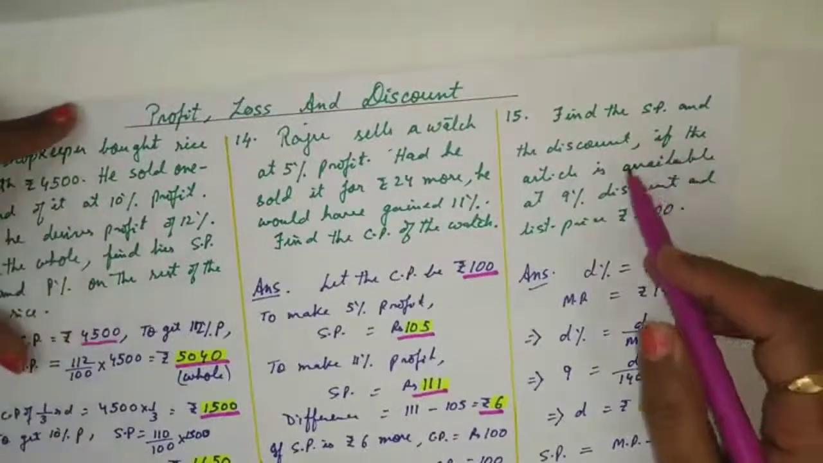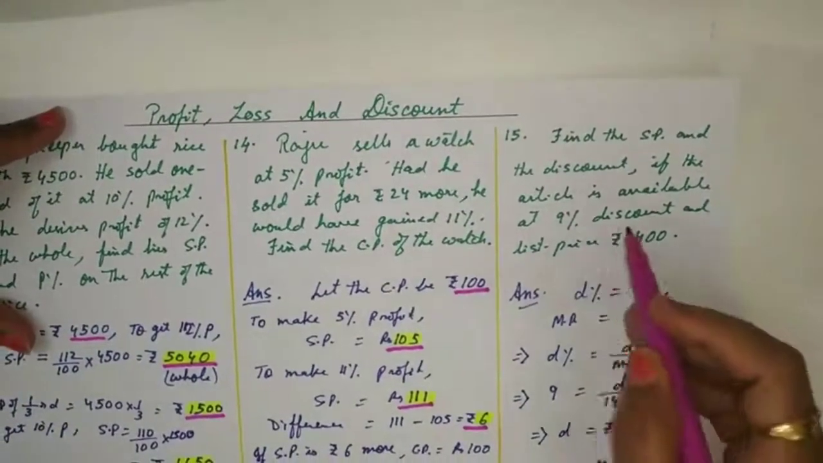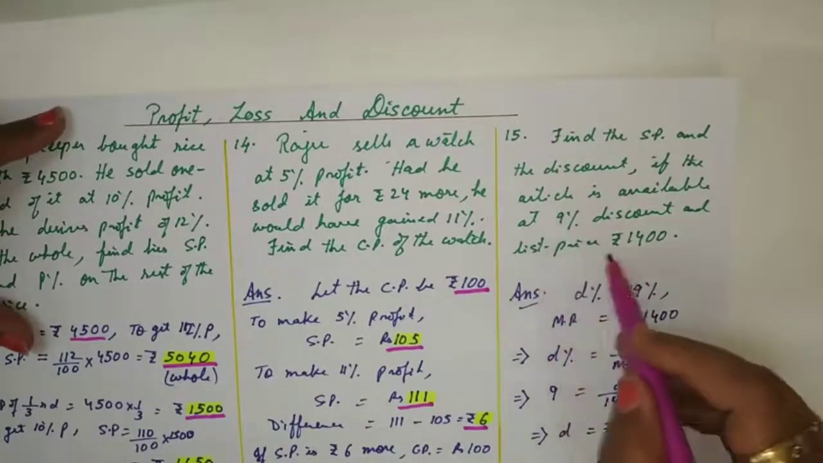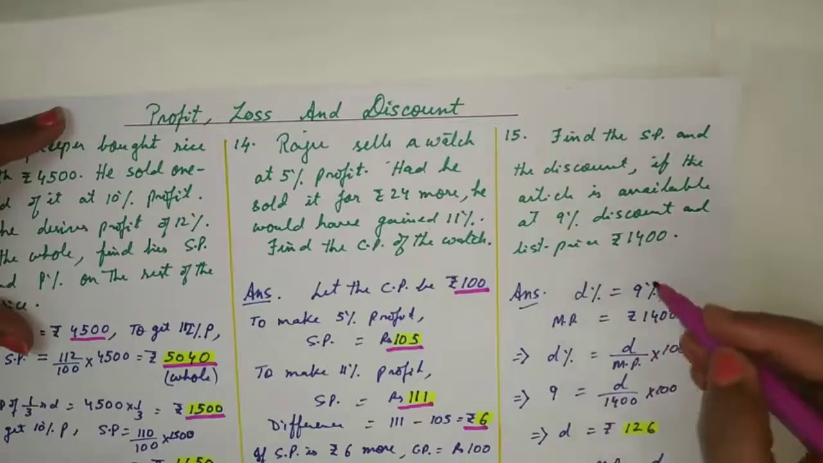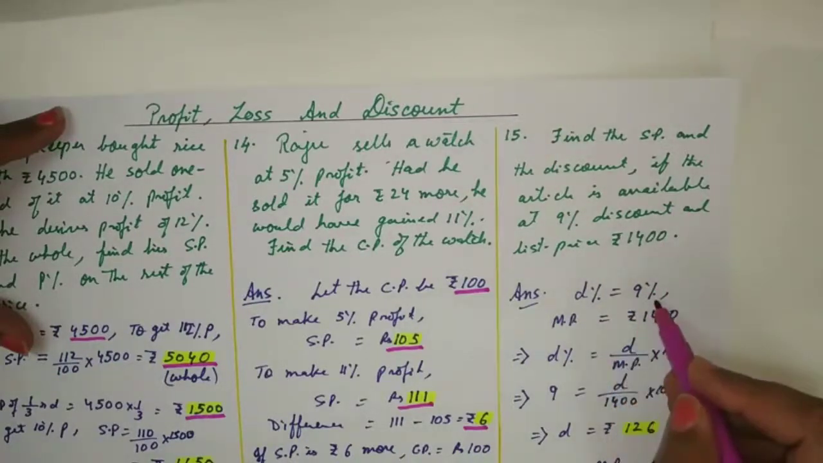Find the selling price and the discount. Now we come to the discount part. If the article is available at 9% discount and the list price or the mark price is 1,400. So let's write whatever is provided in the question. That is, discount percent is 9%.